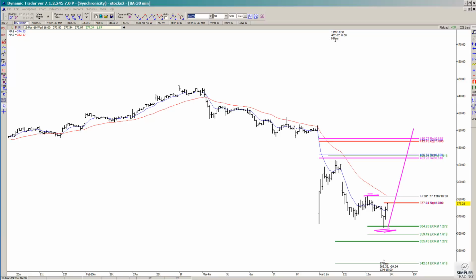And who knows? Maybe all the bad news is in it, and maybe we do start to see a rally in this name again. But bottom line, just know what your parameters are, know what your risk is, and have stops in place just in case it doesn't work.